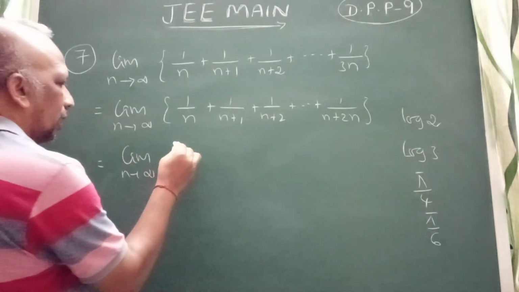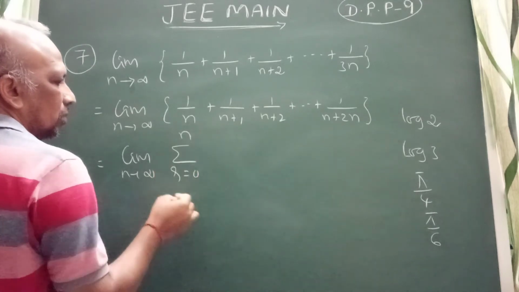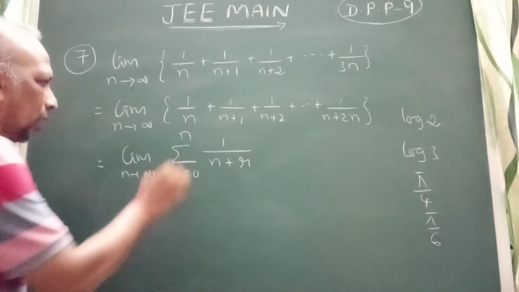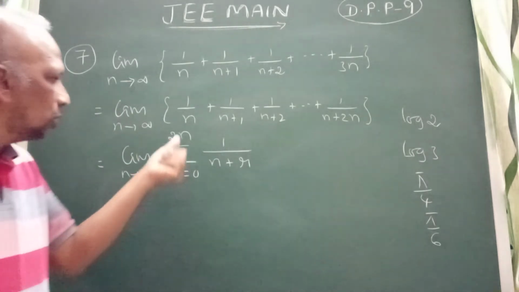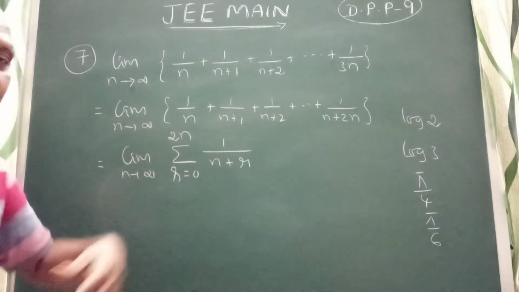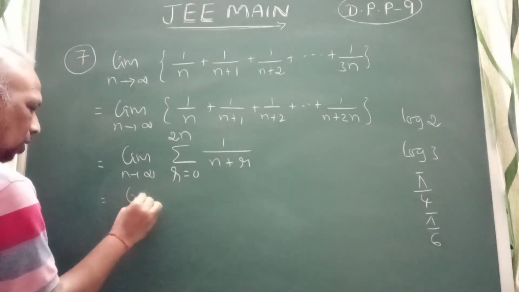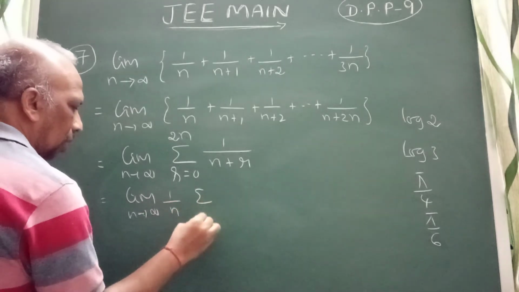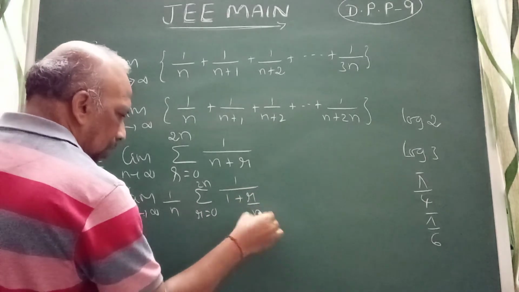If I write sigma, I can write sigma r equal to 0 to 2n, 1 by n plus r. Because n plus 0, n plus 1, we have 2n plus 1 terms, 0 to 2n, 1 by n plus r. Now, I can take n common here. Limit n tends to infinity, taking n common out, 1 by n, sigma r equal to 0 to 2n, 1 by 1 plus r by n.